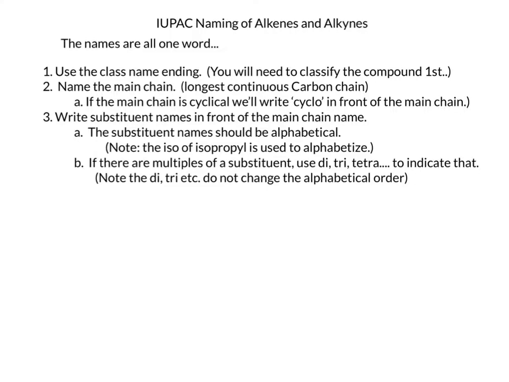Now we have different functional groups. So if we have a double bond, it's called an alkene, and the ending will be -ene for alkene. If we have a triple bond present, the ending will become -yne for the alkyne. The next major difference is in finding the main chain. In this case, it's not just the longest continuous carbon chain, but it has to be the longest continuous carbon chain that goes through the double bond.